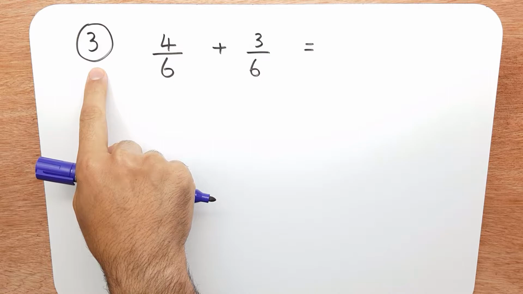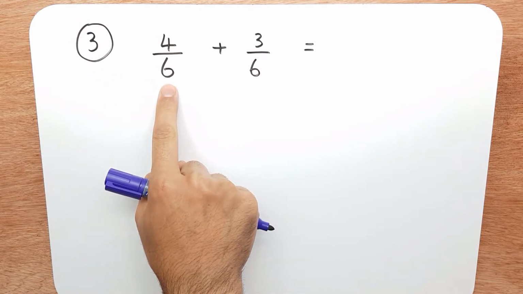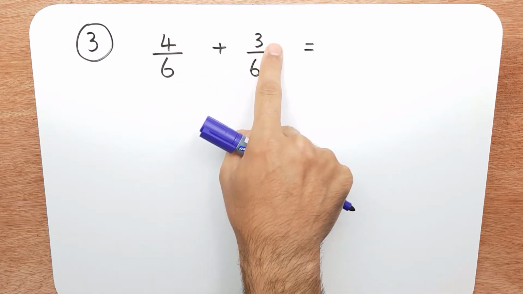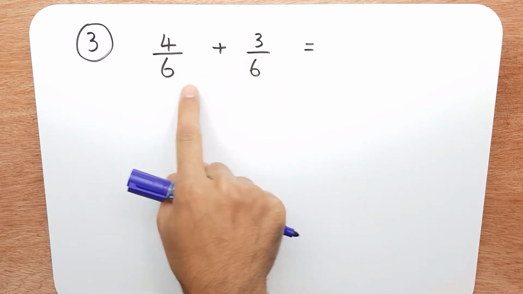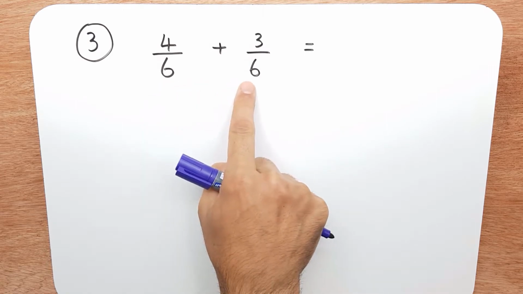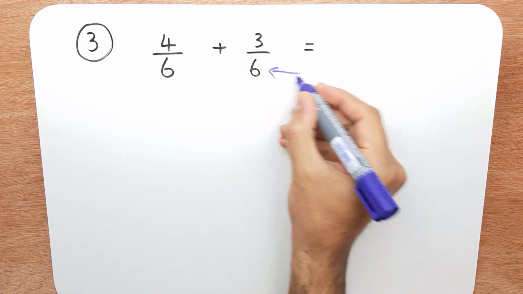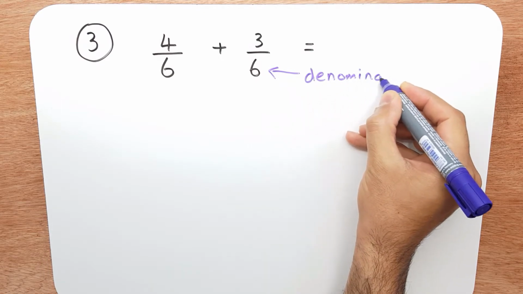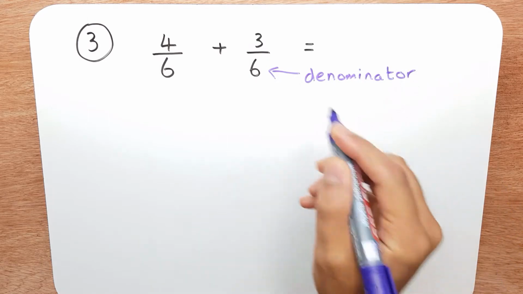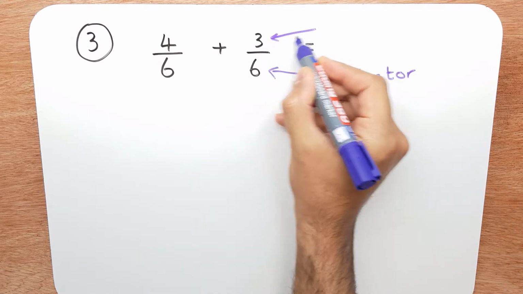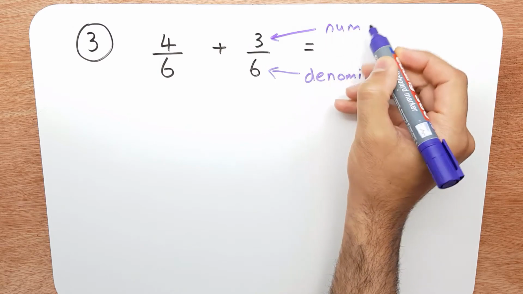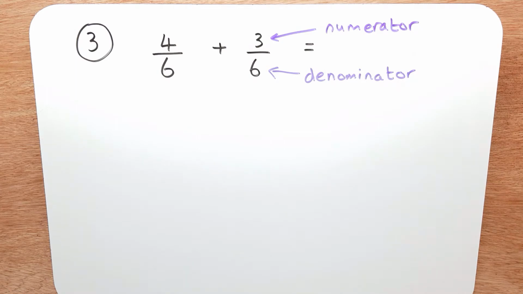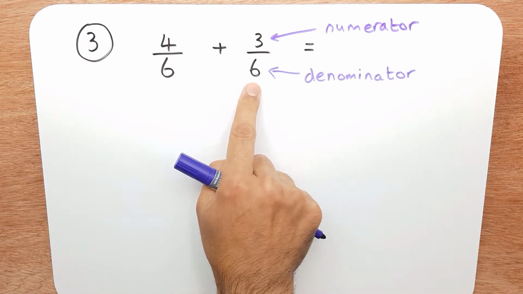In question 3, we're given two fractions, 4/6 plus 3/6. This is straightforward because the denominator, the number at the bottom, is the denominator. And the number at the top is called the numerator. Now, because they're both the same, it's simple.